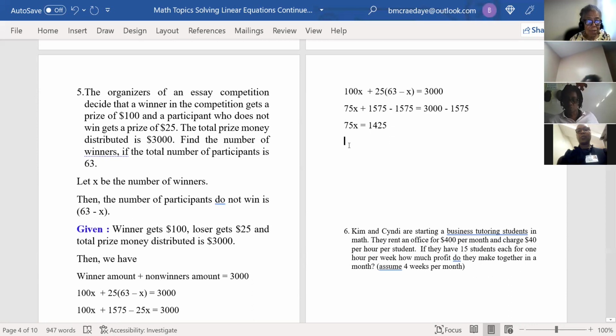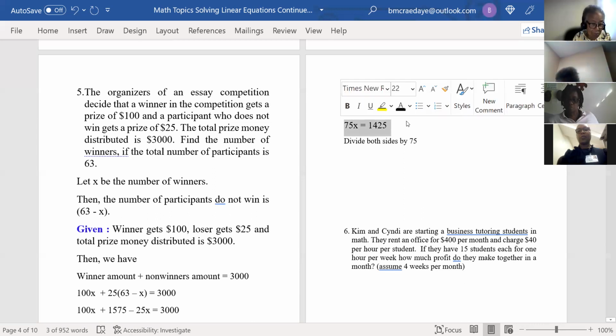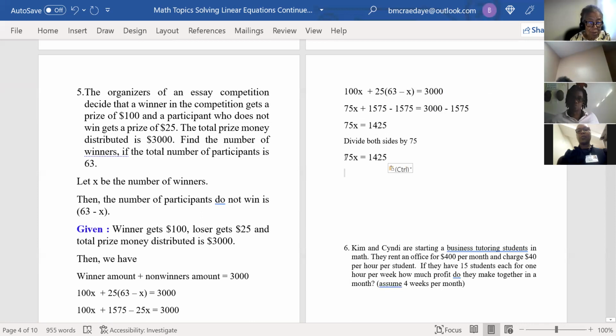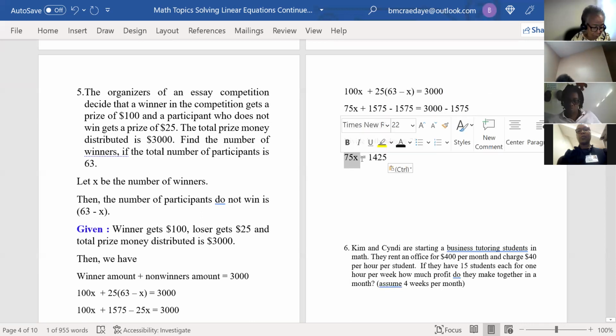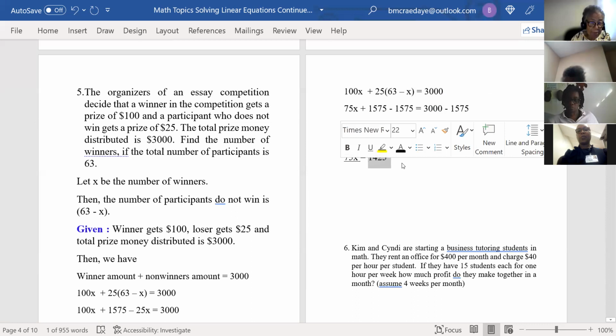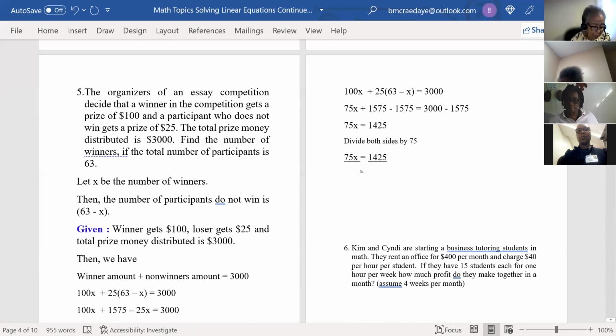1425. Okay. What's the next step, Maureen? You divide now, right? Divide both sides by 75. That's it. Very good. That's great. You learn to do the opposite. That's a multiplication, so you're going to do the opposite, which is division. So 75 into 1425 gives what? 19. That is correct. Okay, so we divided by 75. And what does that 19 represent?